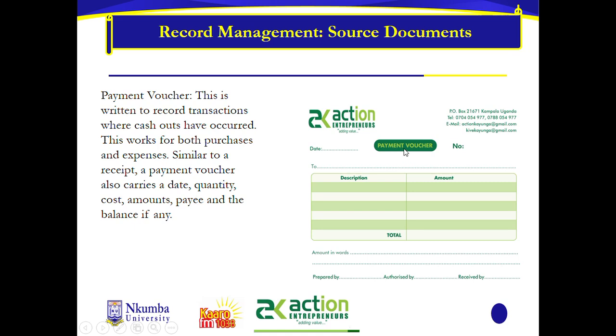So this one you use to pay. Are you paying staff? Are you paying electricity? Are you paying for fuel? Are you paying for airtime? You write a payment voucher that cash has gone out, and the person to whom it has gone, who is responsible, you note that name here.